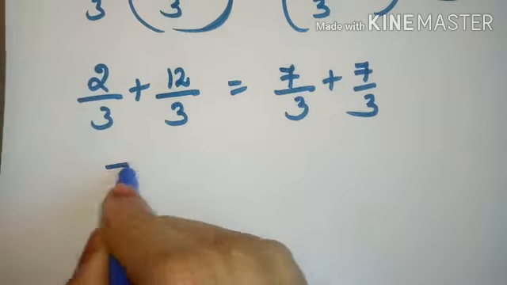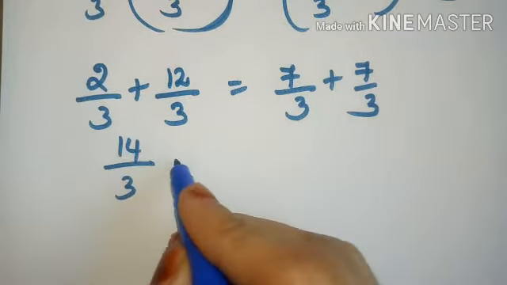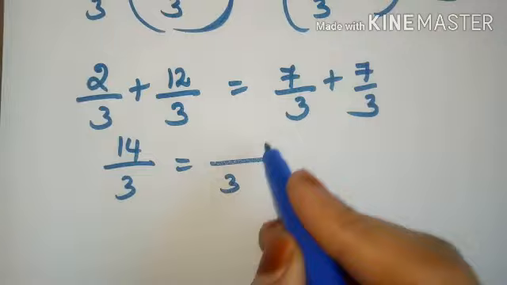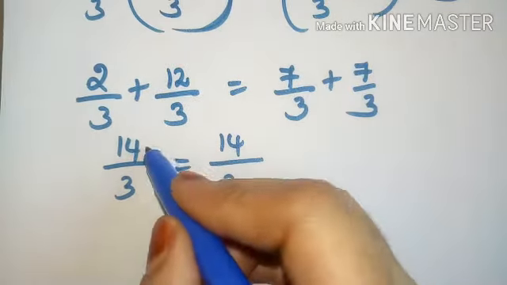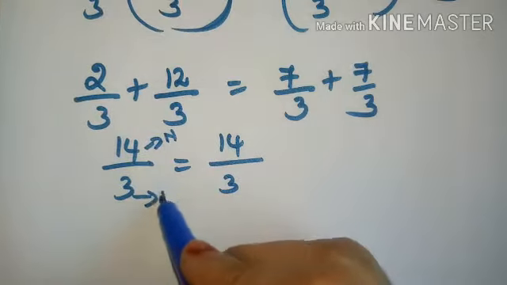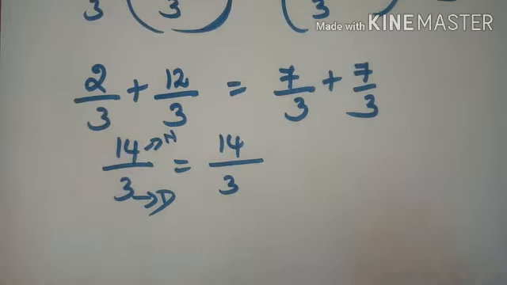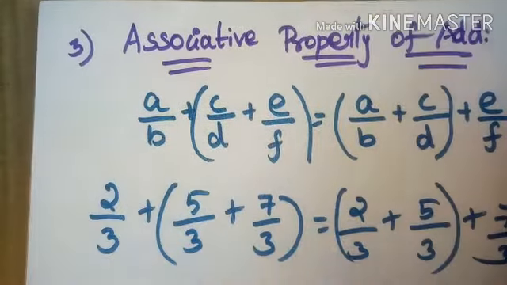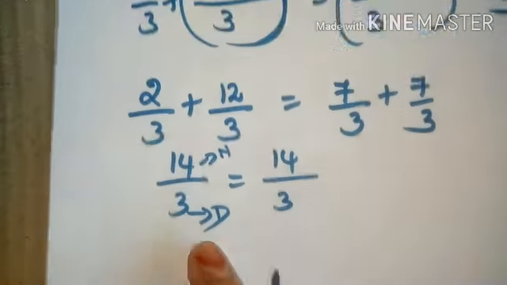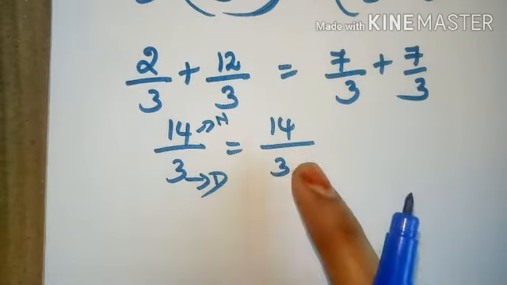3 is the common term. 2 plus 12, 14 by 3. 3 is the common term. 7 plus 7, 14 by 3. Both LHS and RHS are equal and we have got one numerator and one denominator, so it is a fraction number too. Now here the associative property of add is satisfied because both LHS and RHS are equal.